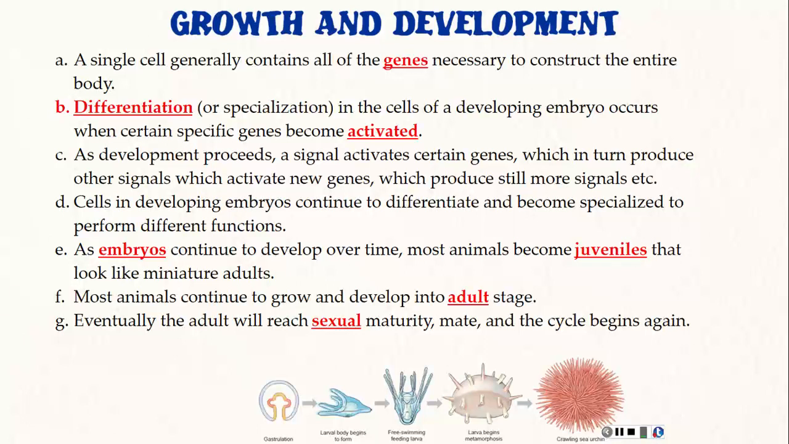Cells developing into embryos continue to differentiate and become specialized to perform different functions. As embryos continue to develop over time, most animals become juveniles that look like miniature adults. That's not all of them, but some look like miniature adults, some do not. Most animals continue to grow into the adult stages and eventually reach mature sexual stages, and the whole mating cycle continues.